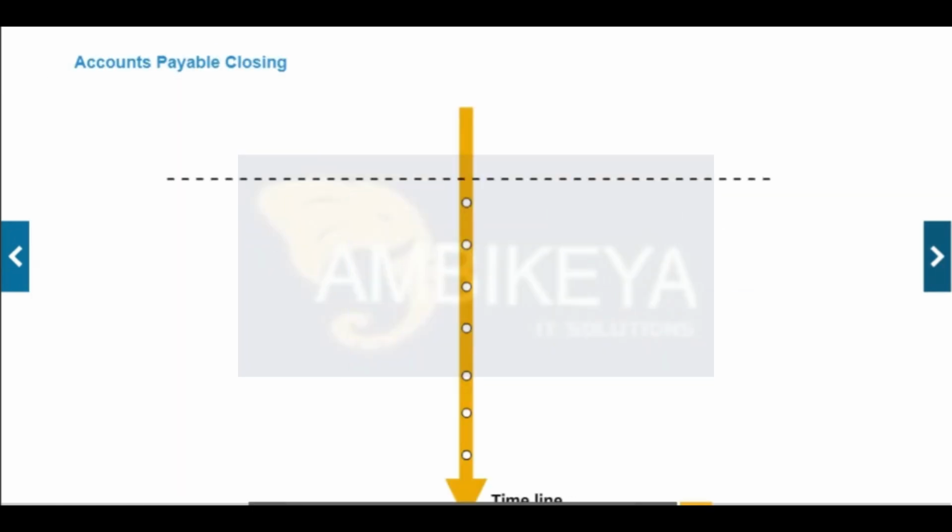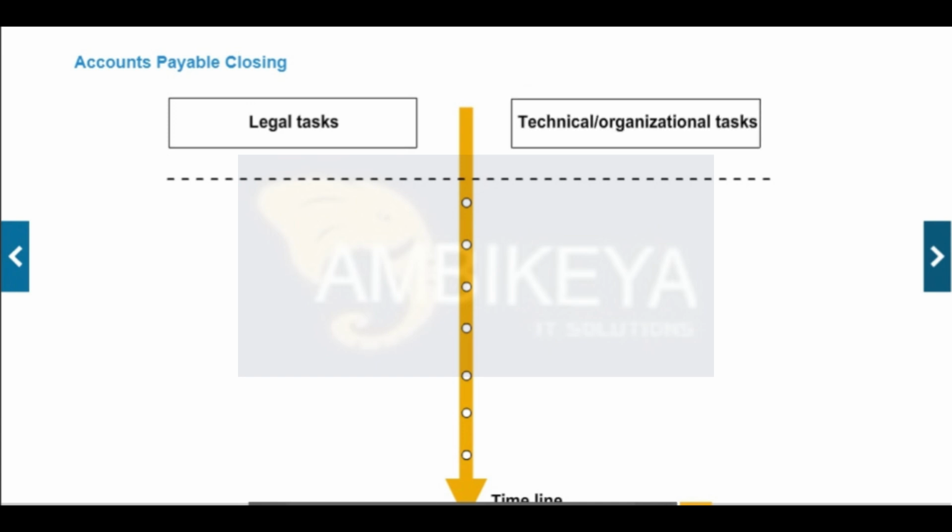Year-end closing can be divided into two main sections: legal requirements, that is, procedures required by the government authorities; and technical and organizational requirements, that is, procedures that are technically required or needed to support the accounting organization.